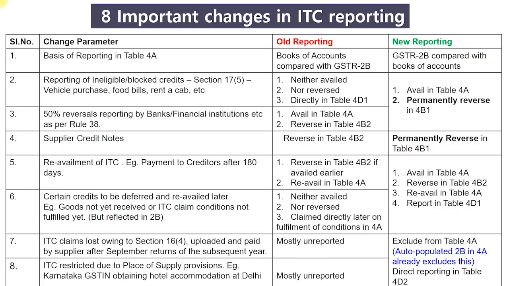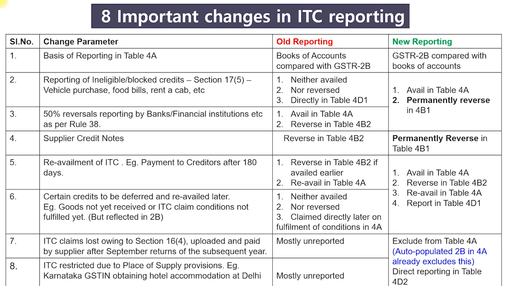Let us understand these 8 important changes in ITC reporting coming this September 2022. The first one, the basis of reporting in table 4A. Till now, we kept books of accounts as the basis for reporting ITC. Of course, we compared with 2B, and in case there were any mismatched transactions or the suppliers had not uploaded, then we used to follow up, and once it is reported in 2B, we used to claim it.